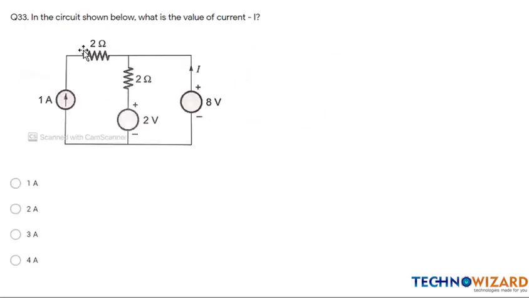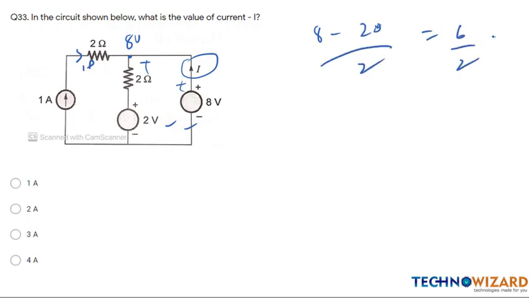Question number 33. This is a question from network theory. Now you have to find the value of the current I flowing here. Now 1 ampere current is flowing here, and if 8 volt is across this branch, then 8 volt is also across this branch. Now what is the current flowing in this branch? We can find out by (8 minus 2) upon 2, which is equal to 6 upon 2, which is equal to 3 ampere current flowing through this branch.